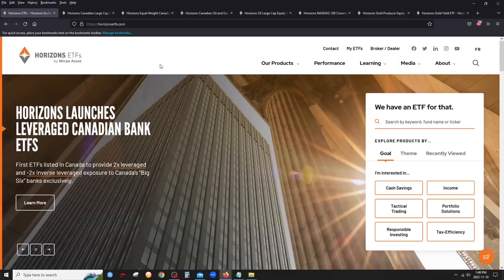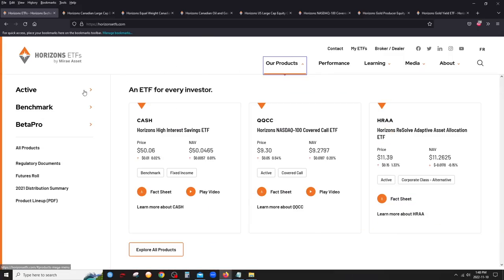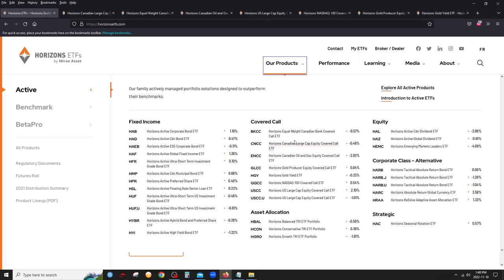That's where you should go to do any research on these funds. And we're going to really focus on the covered call ETFs. So if you go to products, you go to active, this is where they have their covered call ETFs. There's 7 total, but they do have a bunch of other ETFs, which I won't really go into details in this video because obviously I am an income oriented investor and covered call ETFs are really my focus.